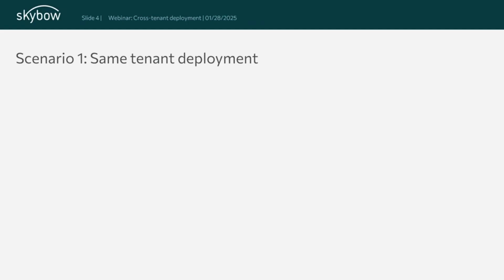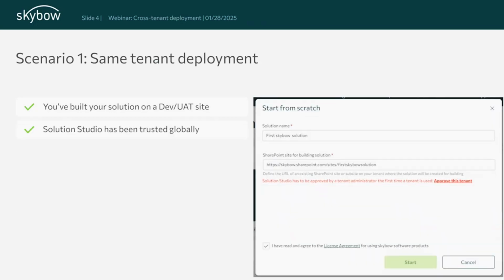If you would like to deploy your SharePoint solutions to another tenant with ease, then check out this video. The first and easiest one is scenario one. If you have everything on the same tenant, you've built your solution on a UAT or dev site, you want to deploy it on the same tenant.